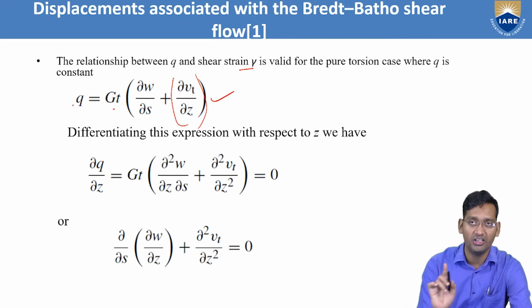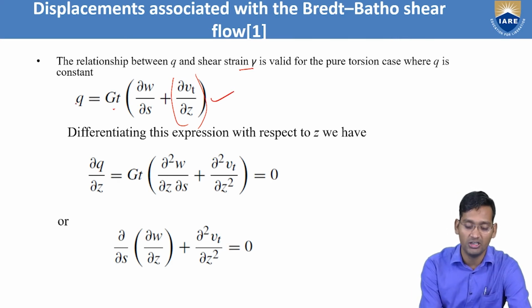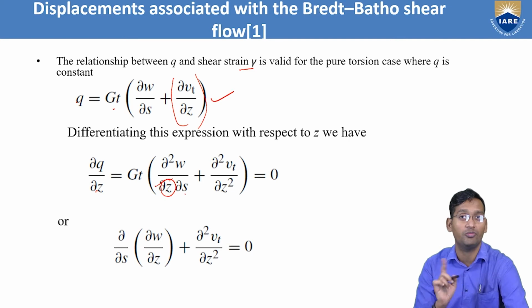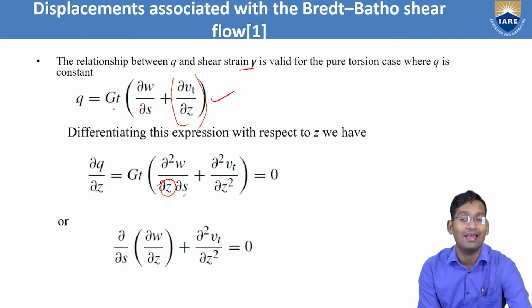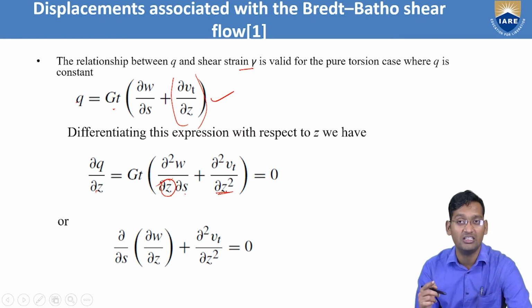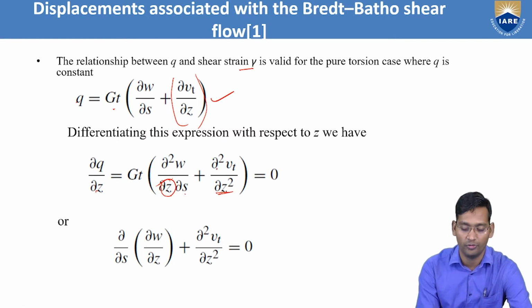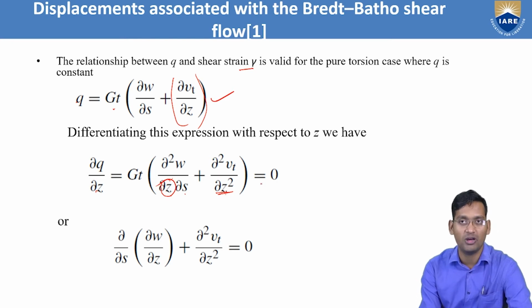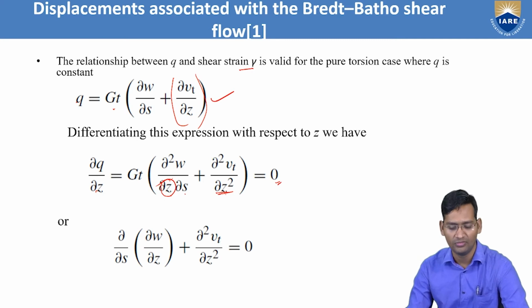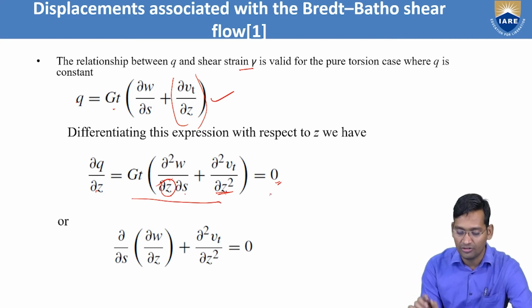So let's differentiate this equation. After differentiating with respect to Z, what we will get? Del Q by del Z, G t is constant, so out of the integration, the differentiation of del W by del S is del 2W by del Z into del S. Why? Because we are differentiating with respect to Z, not with respect to X, so this won't get S square. But here del Z is there, so differentiating with respect to del Z means del Z becomes del Z square. So del 2 Vt by del Z square, and for equilibrium this must be equal to 0.